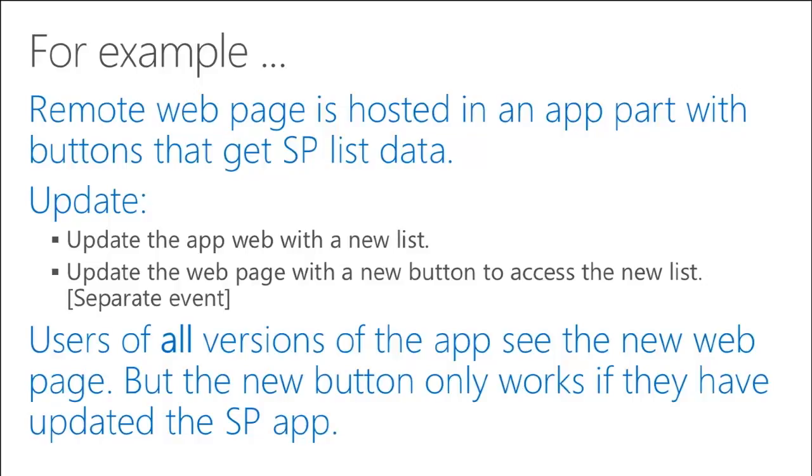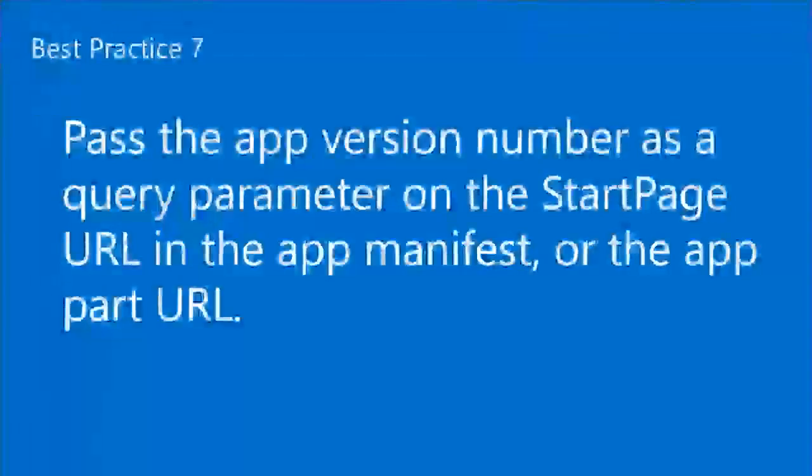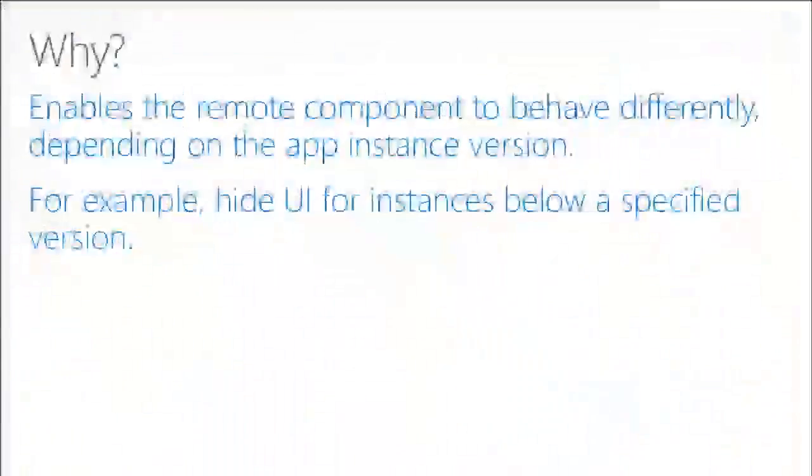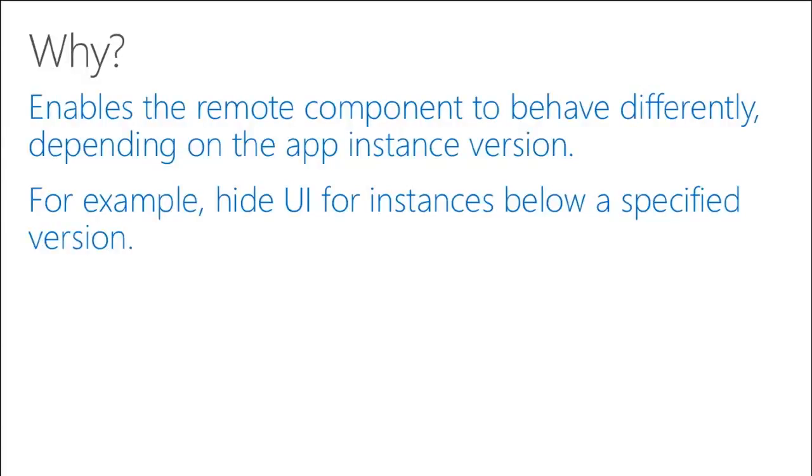So, how do you prevent this? Well, you use best practice number 7. Pass the app version number as a query parameter on the start page URL in the app manifest or in the app part URL, the SRC attribute of the iframe. Okay? Why do you do that? Because that enables the remote component to behave differently depending on the app instance version. For example, you can hide the UI for instances below a specified version.